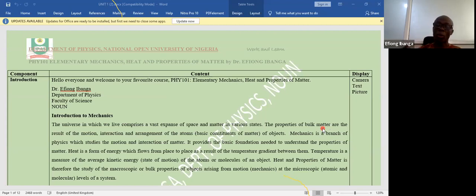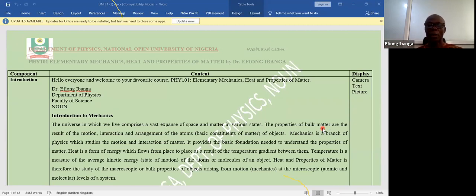But you can infer some of the results that you obtain from the observation of bulk properties. When I use the term bulk property, I'm referring to such quantities as temperature, pressure, density, and all that. These are bulk properties of any substance or matter. So that's what you have to keep at the back of your mind.